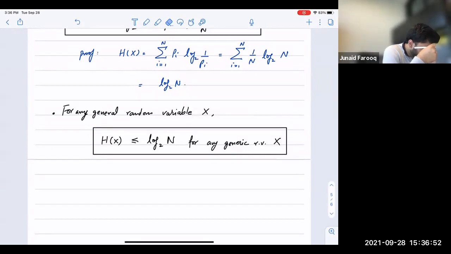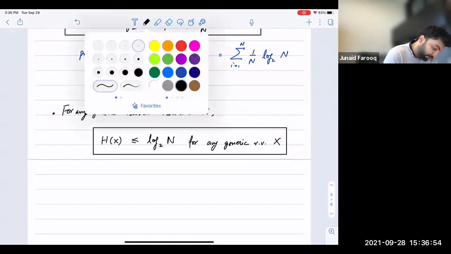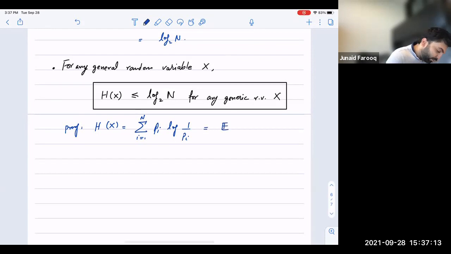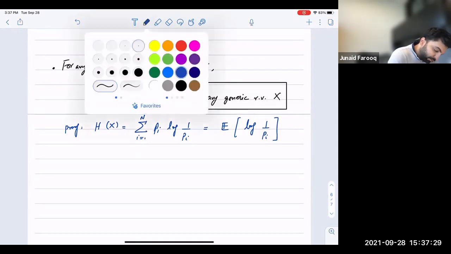And again, we can prove this by using the definition of the entropy, which is again the sum i equals 1 to n of p_i log 1 over p_i, which is essentially the expected value of log 1 over p_i. Okay, and consider this 1 over p_i as a new random variable.